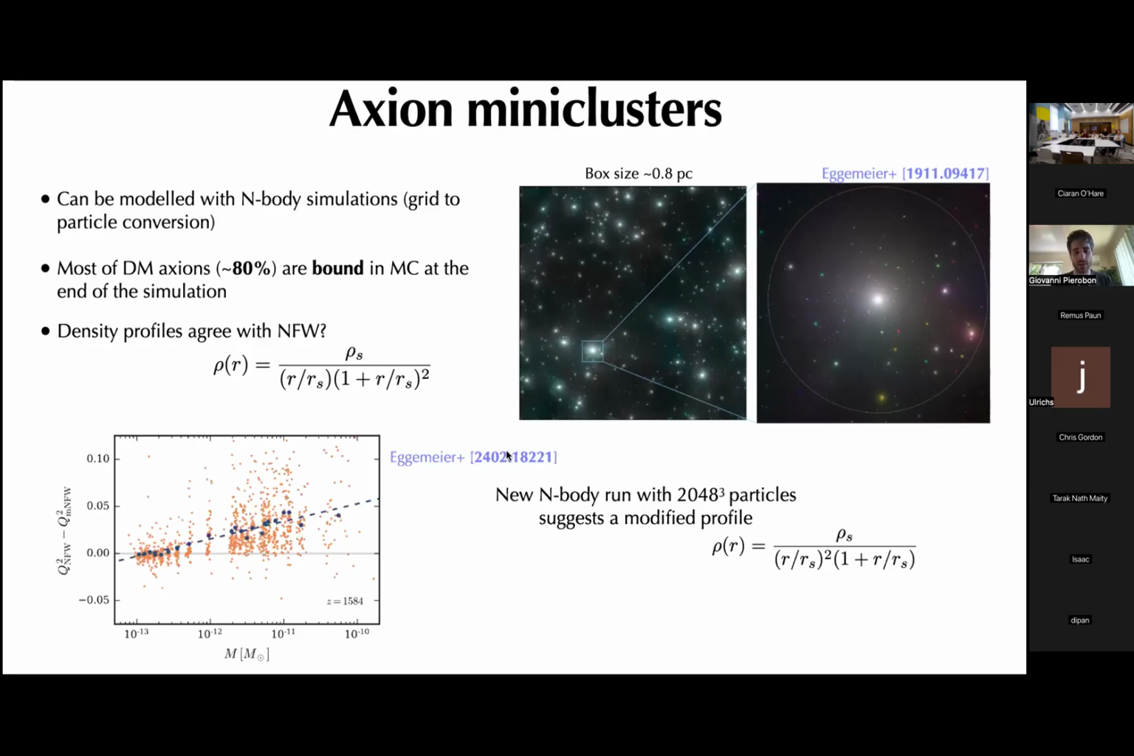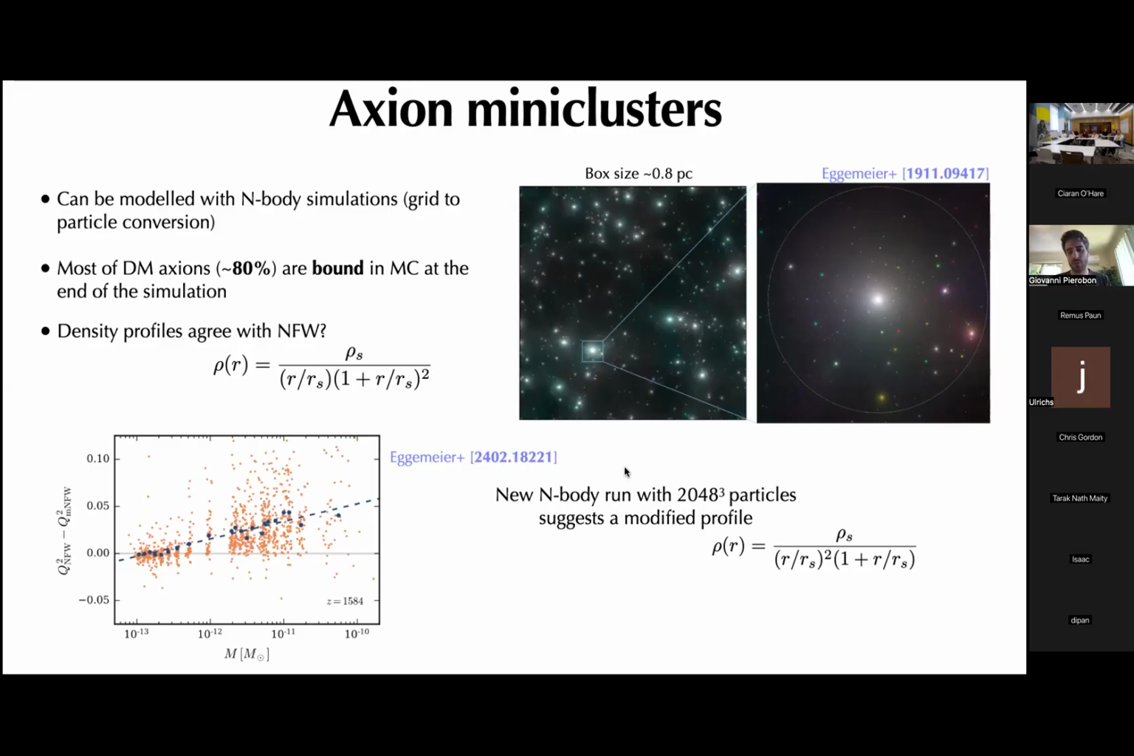So the point I want to make here is that there typically is not enough resolution to tell the concentration of these objects. Here I'm highlighting a very recent result, where the N-body simulation had more particles than the initial simulation. In this case, it's 2048 cubed particles.